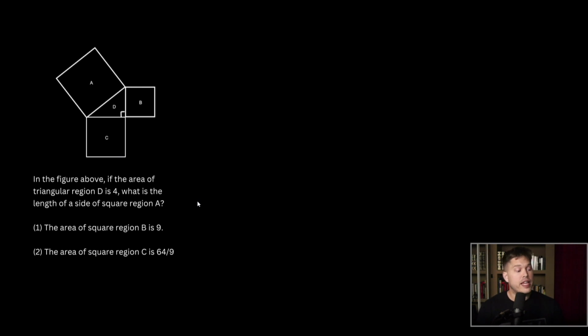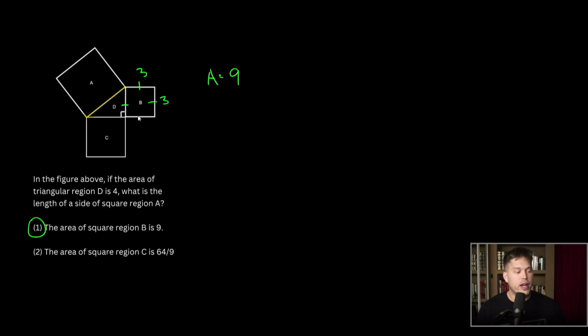In the figure above, if the area of triangular region D is 4, what is the length of a side of the square region A? So we want to know this length. What does statement 1 tell us? Well, statement 1 tells us that the area of square region B is 9. So B is a square with area 9, and that means the side length of B would have to be 3, as 3 times 3 is 9.